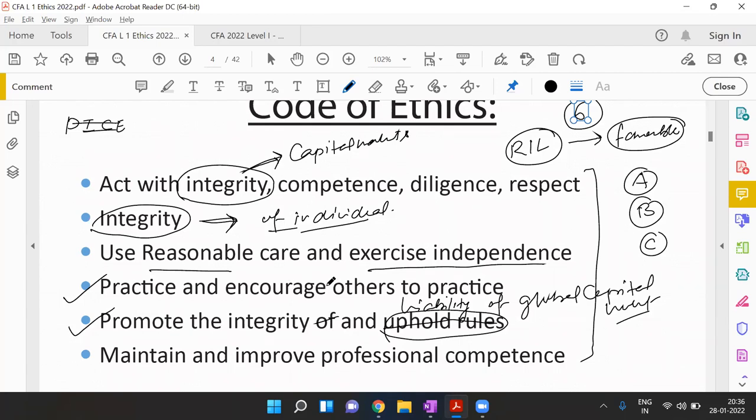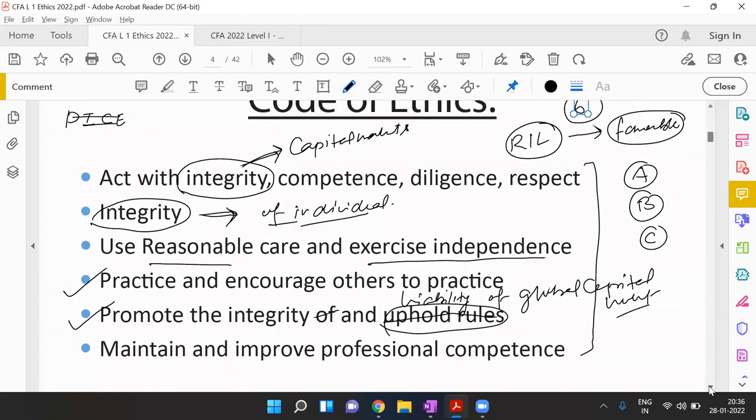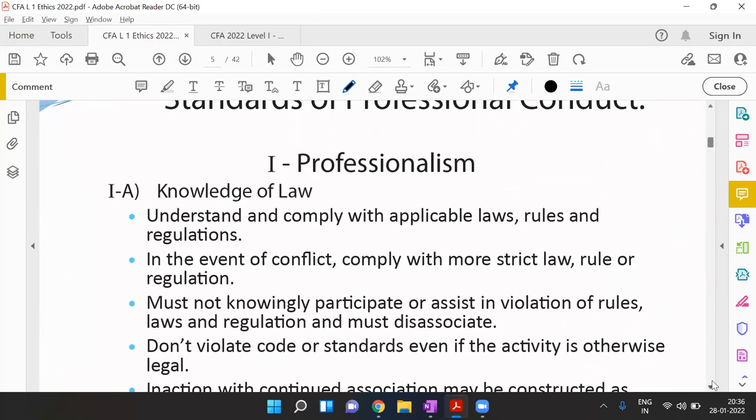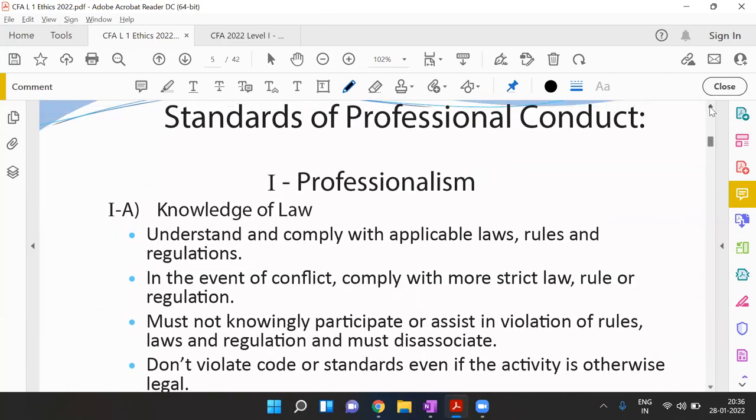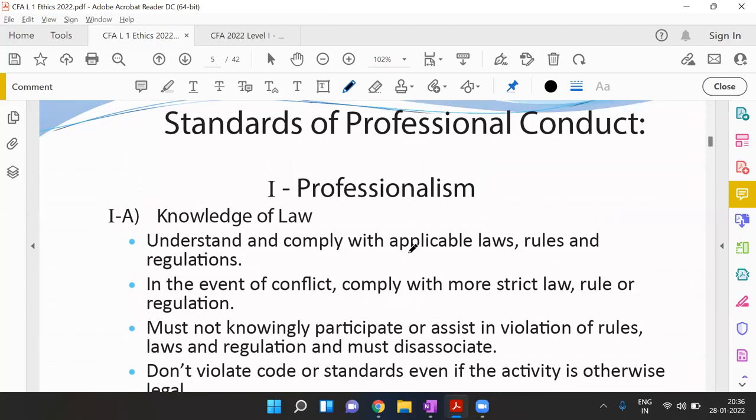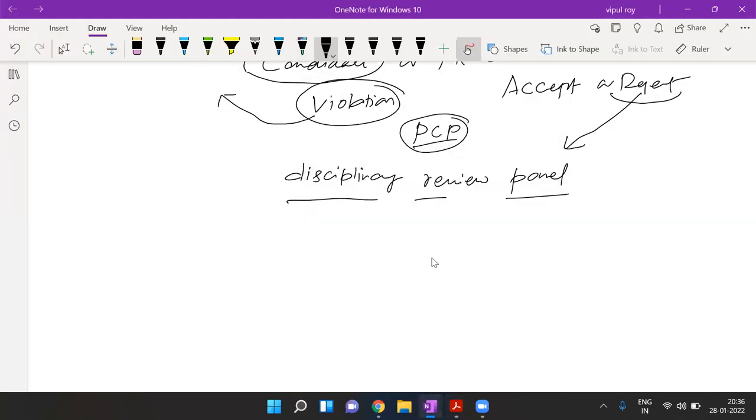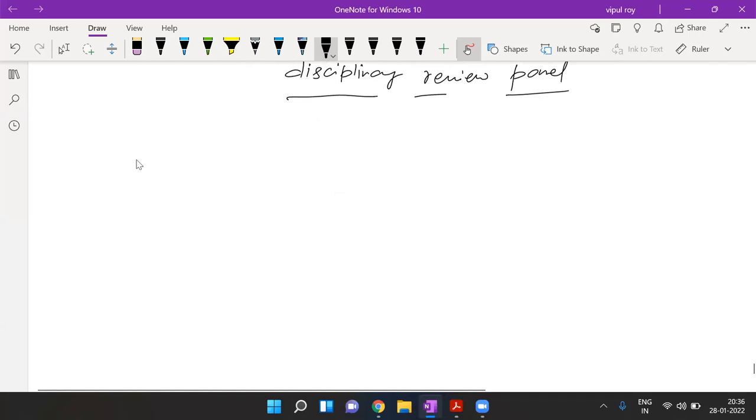Okay. Let's move on. So this was all about code of ethics. Now I'll move on to standards. And this is the most important part of your ethics. Now there are 7 standards. And how do I remember these standards? So maine key bana liya uske liye. And what was my key? So I remembered like this. PIES ICR. This is how I remembered when I appeared for my exam.